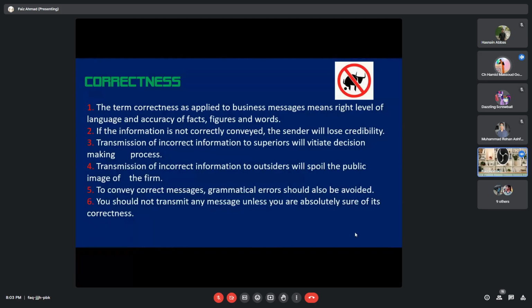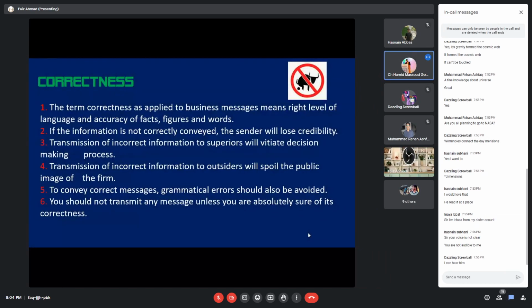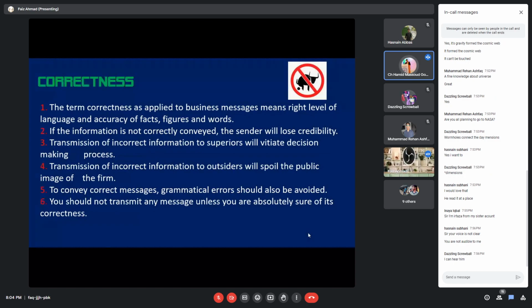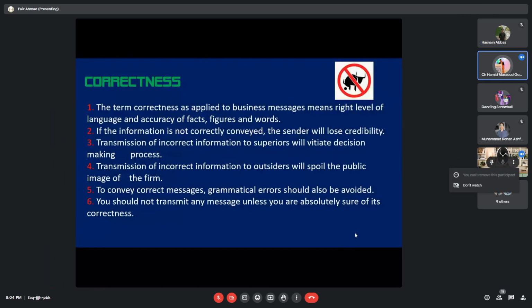As we have talked, you should not transmit any message unless you are absolutely sure of its correctness. We can see in different organizations, they have different clerks who are drafting different letters, circulars, and notifications. Their supervisory officers regularly check those letters, and whenever they are absolutely sure of them, they ask the clerk or their subordinate to circulate that message. Next, sir.